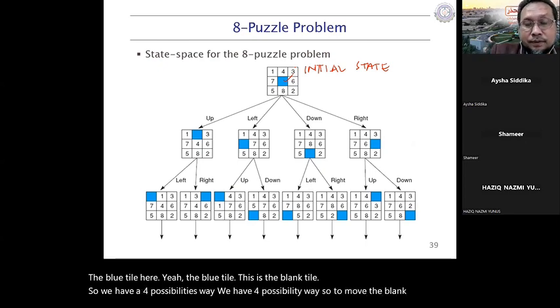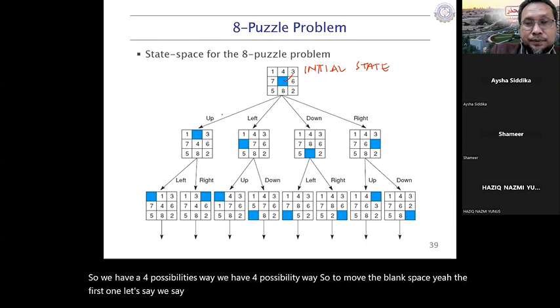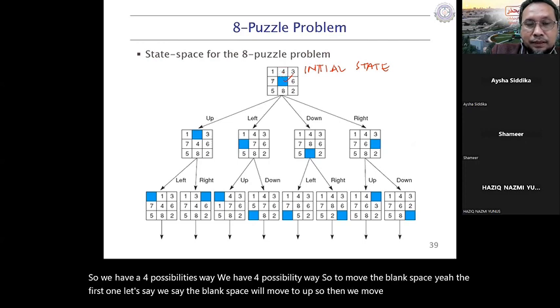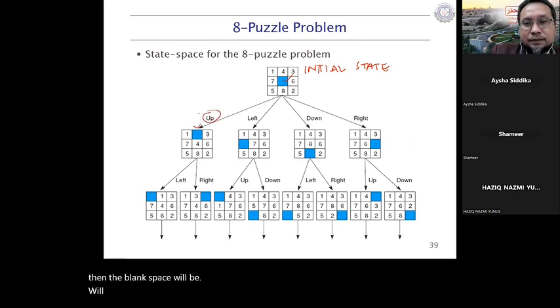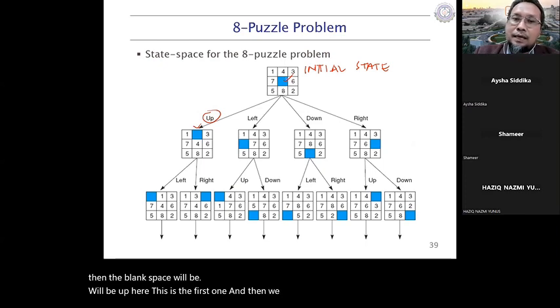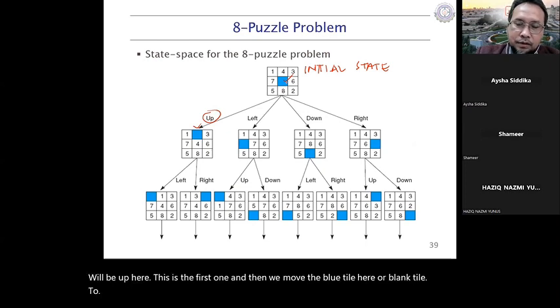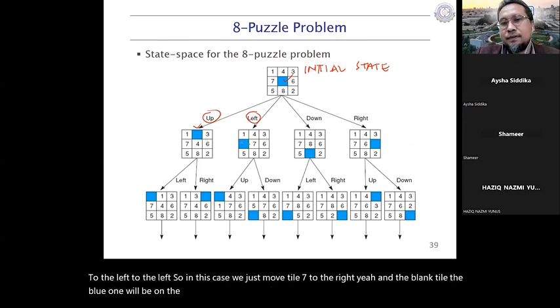For the first one, let's say the blank space will move up. So we move tile number 4 down, then the blank space will be up here. This is the first one. And then we move the blank tile to the left. In this case, we just move tile number 7 to the right, and the blank tile will be on the left.